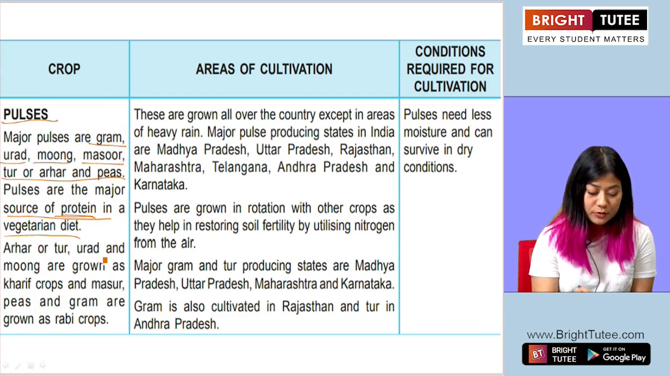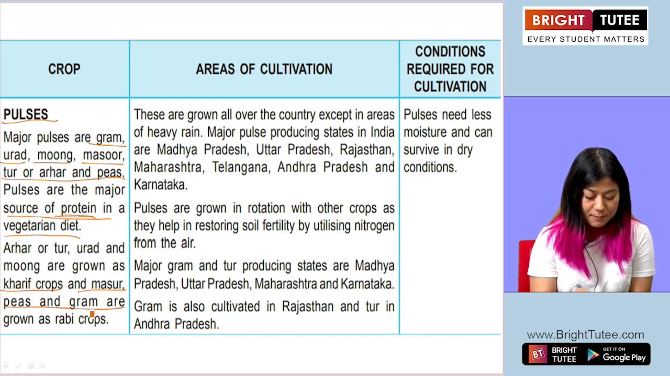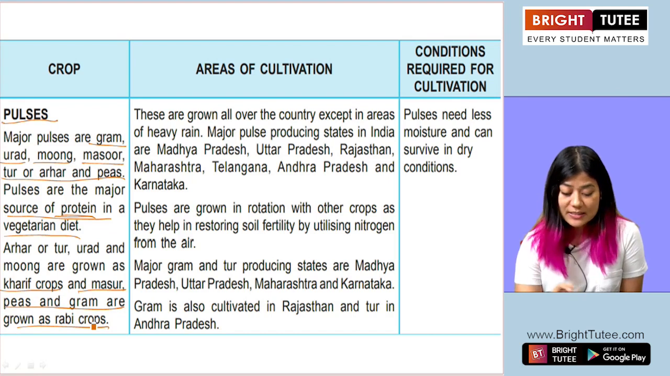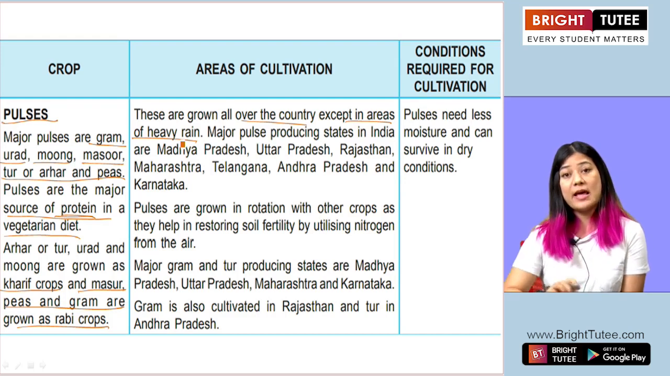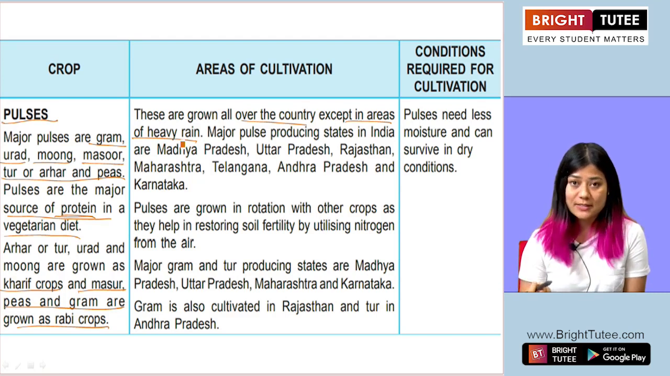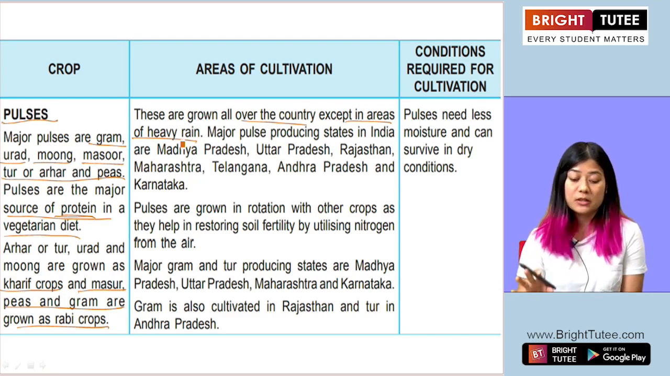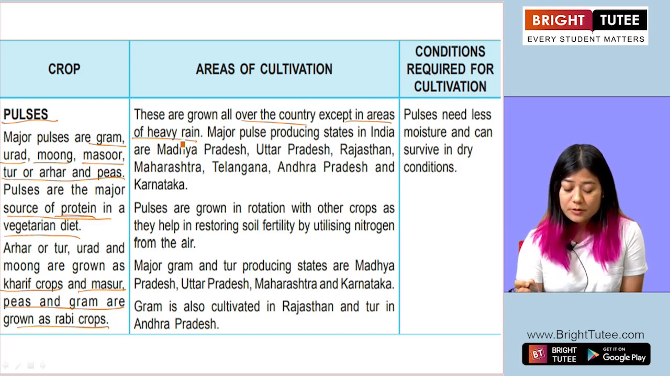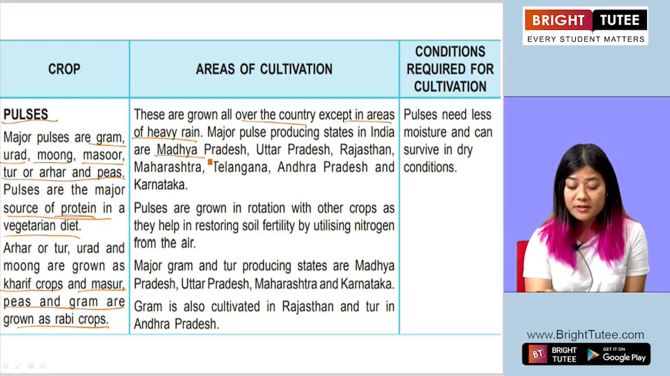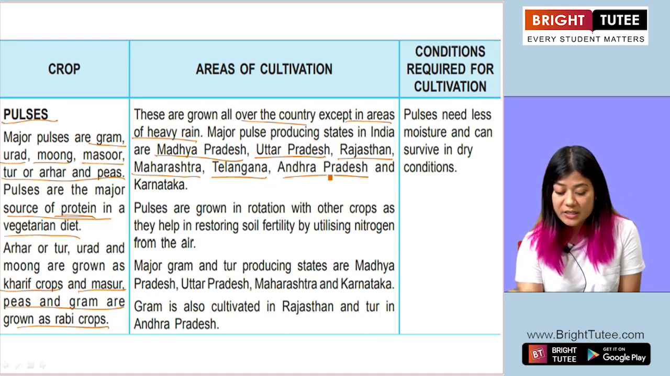Ahar or tur, urad and moong are grown as kharif crops, and masoor, peas and gram are grown as rabi crops. Now these pulses are grown all over the country except in areas of heavy rain. So areas which receive heavy rainfall cannot grow pulses. Those areas are not good for the cultivation of pulses. The major pulse producing states in India are Madhya Pradesh, Uttar Pradesh, Rajasthan, Maharashtra, Telangana, Andhra Pradesh and Karnataka.